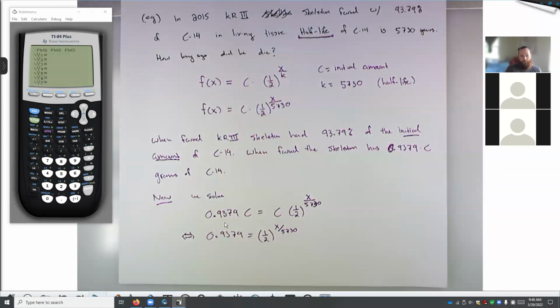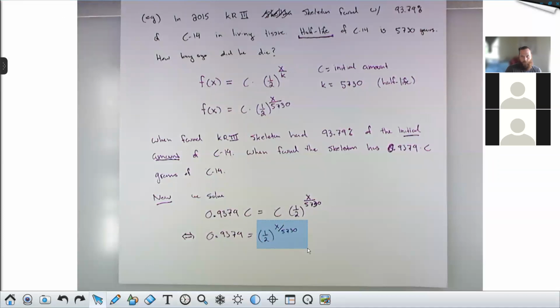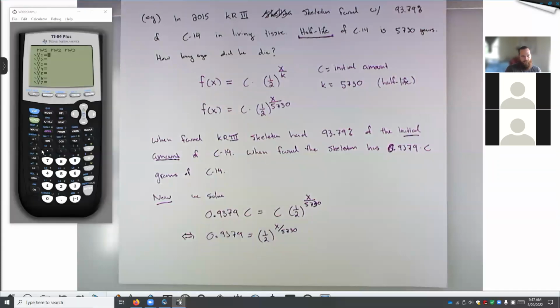So remember the way we do that, we're going to come into our calculator, type y equals, and we're going to enter this for y1, this for y2, and we're going to look for where those graphs intersect. So I'll type parentheses 1 divided by 2, close parentheses, raised to the power of, and you might want to use parentheses up here to make sure you get the whole thing in the exponent, especially if you're on an older calculator. So 1/2 raised to the power of parentheses x divided by 5,730, close paren. There's this function, right?